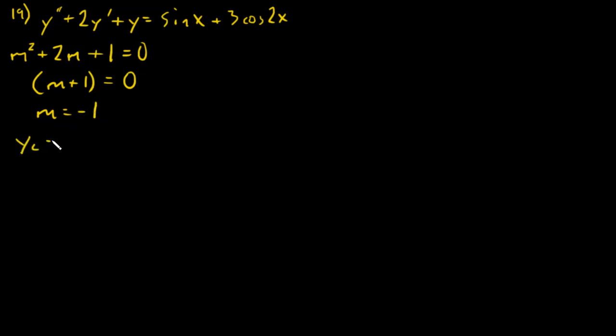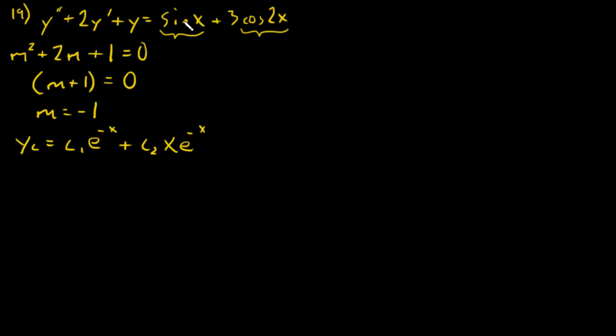So y sub c is going to be just like we had before, c1 e to the negative x plus c2 x e to the negative x, like that. Okay, so we've got our complementary solution ready to go. Now let's work on our particular solution. So here's the problem. And it's not a problem, it's just a lot more work. I have sine of x, and then I've got cosine of 2x.